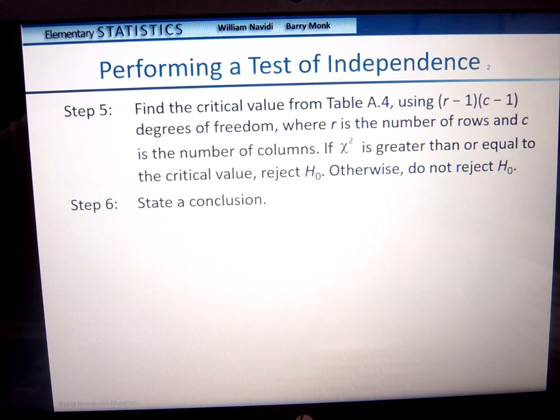Find the critical value from table A4 using R minus 1 times C minus 1, that's row minus 1 times column minus 1, degrees of freedom, where the number of rows and columns are R and C. If chi-square is greater than or equal to the critical value, we'll reject the null hypothesis. Otherwise, we will not reject the null hypothesis. And then finally, we'll state the conclusion.